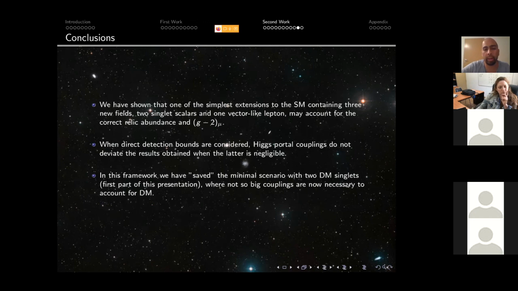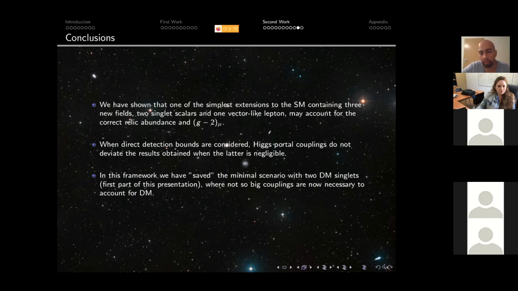So, the conclusions. In this second work, we have studied this extension with the two singlet scalars and the one vector-like lepton. We have seen that we can obtain the correct relic abundance with g-2, evading the different constraints, collider constraints in particular. We have also seen, very fast, that the Higgs portal couplings don't interfere in the results that we have obtained in this model.